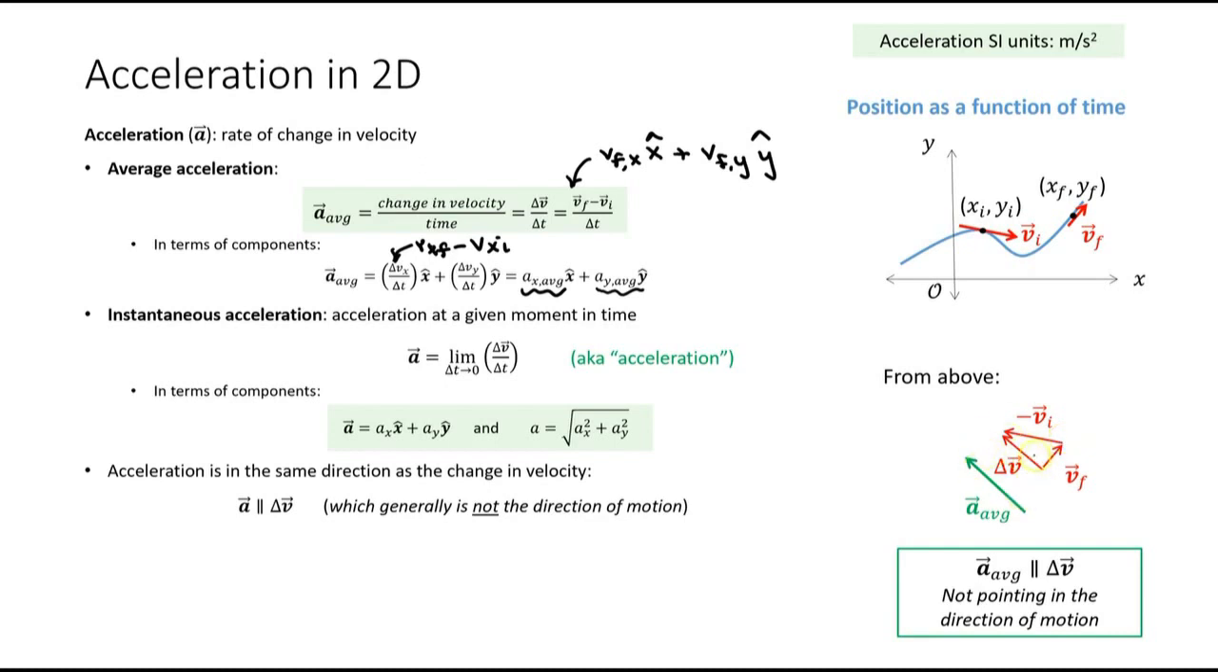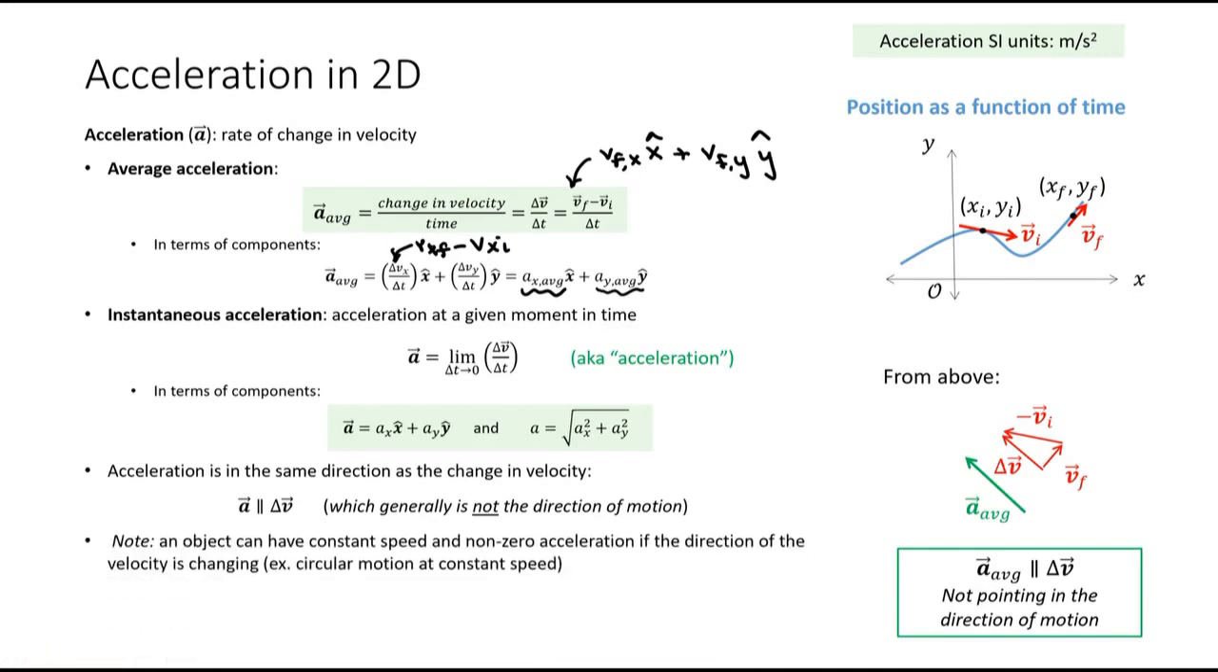And then delta v, which is v final minus v initial, is going to stretch from the tail of v final to the tip of v initial. Okay, and so then we have our delta v vector, and we know that the average acceleration is going to be parallel to that vector, which, as you can see, does not point in the direction of motion along that time frame between our initial and final positions. So it's not in general going to be in the same direction as the direction of motion.